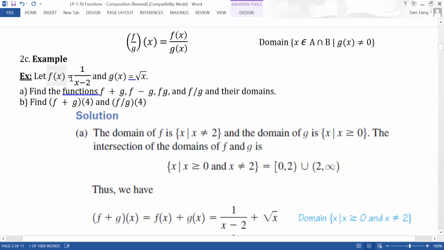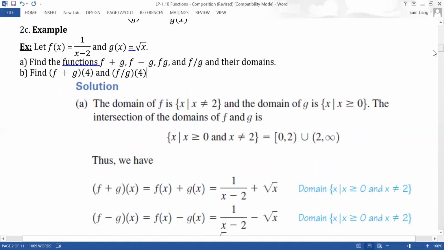Okay, so let f of x equal 1 over x minus 2 and g of x equal the square root of x. We're going to find these four combinations that we just saw in the notes and their domains. And then part B, we're going to find f plus g of 4 and f divided by g of 4. We're going to skip these two, the difference and the product. But here I have the solution that's provided by our textbook. This is the old textbook that we would normally use in pre-calc. Just FYI.